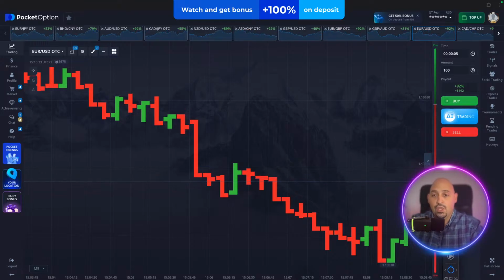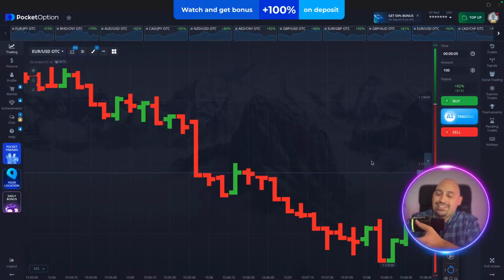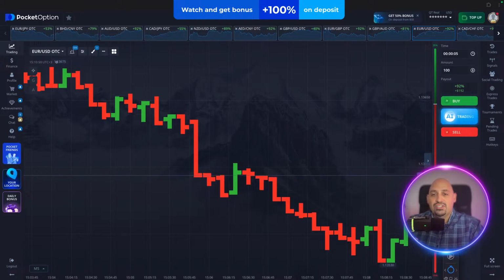So first of all, some of the advantages that you get with the bar chart: it shows the same information as candlesticks, but in a less visual way. So they're more simple. They're not as complicated, I would say, as the Japanese candlesticks. Some traders even prefer it because it feels cleaner and less distracting than the candlesticks.